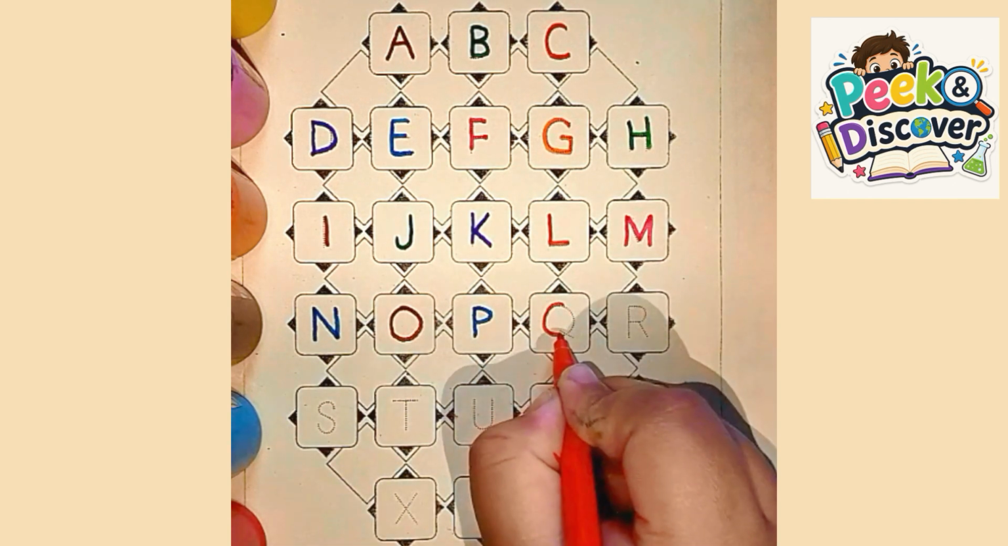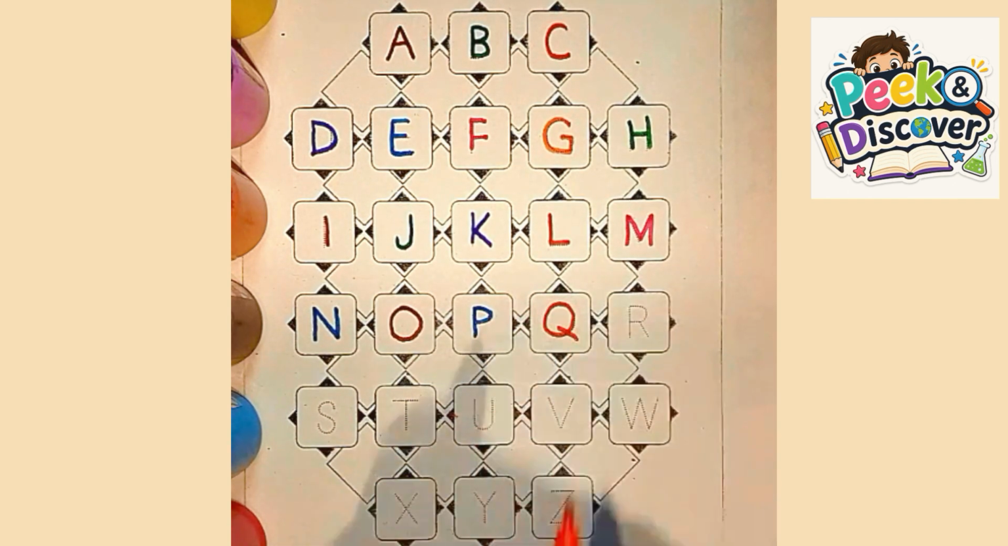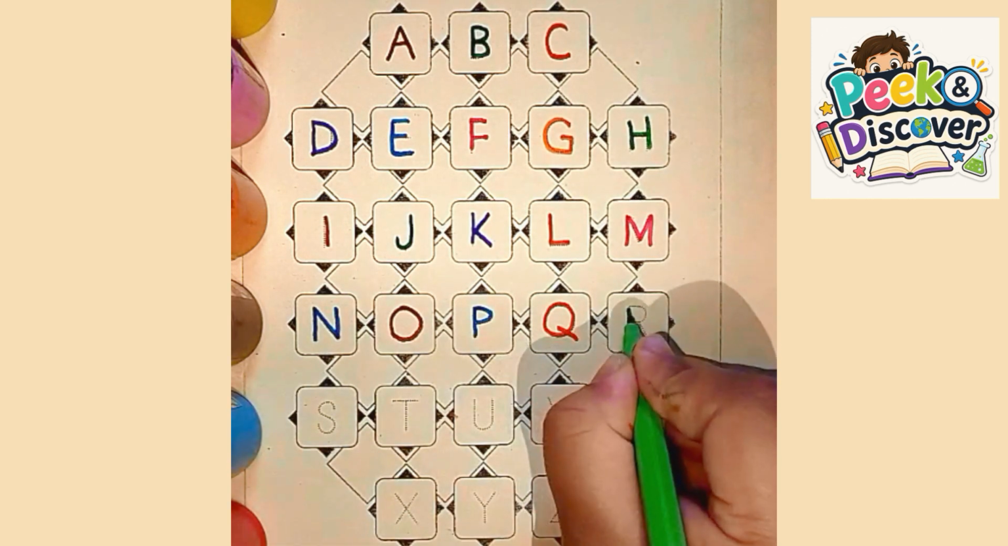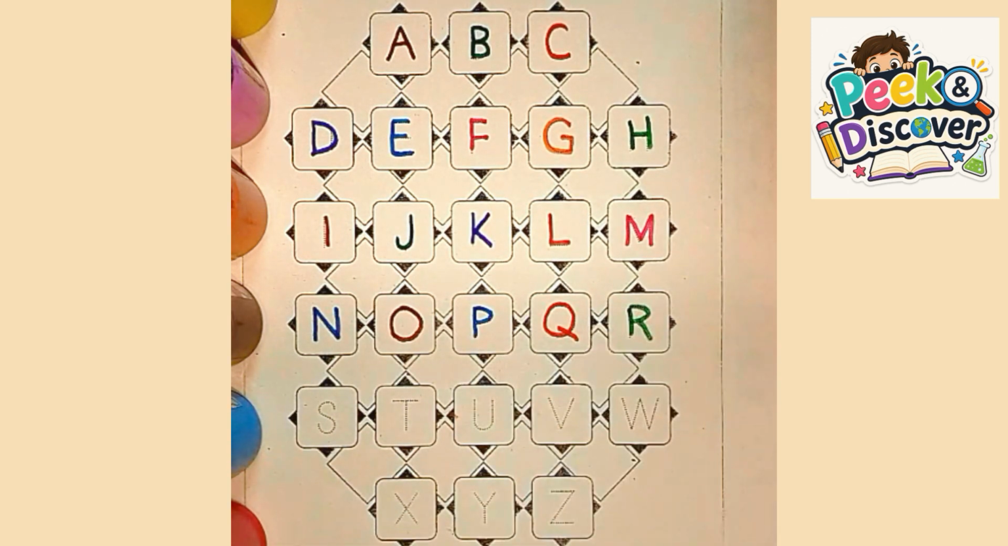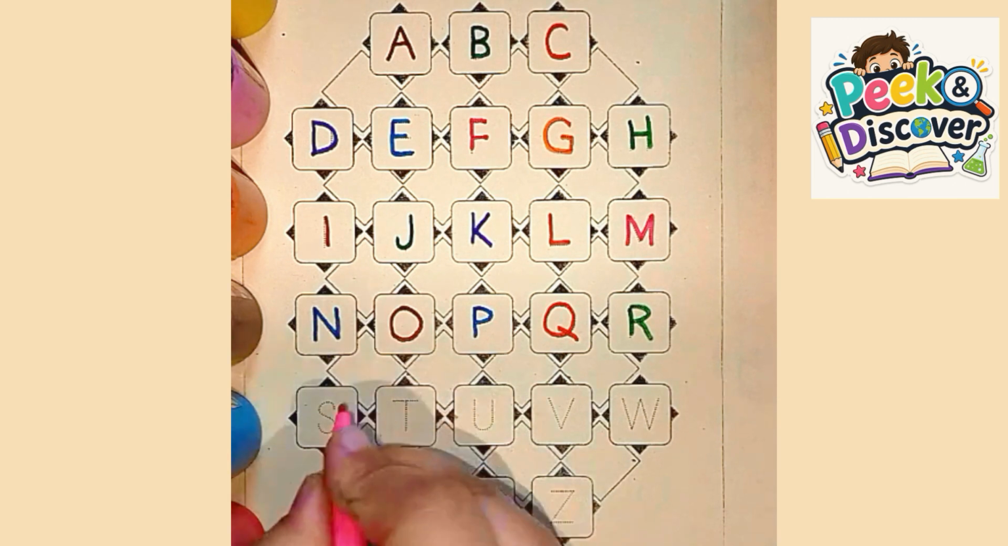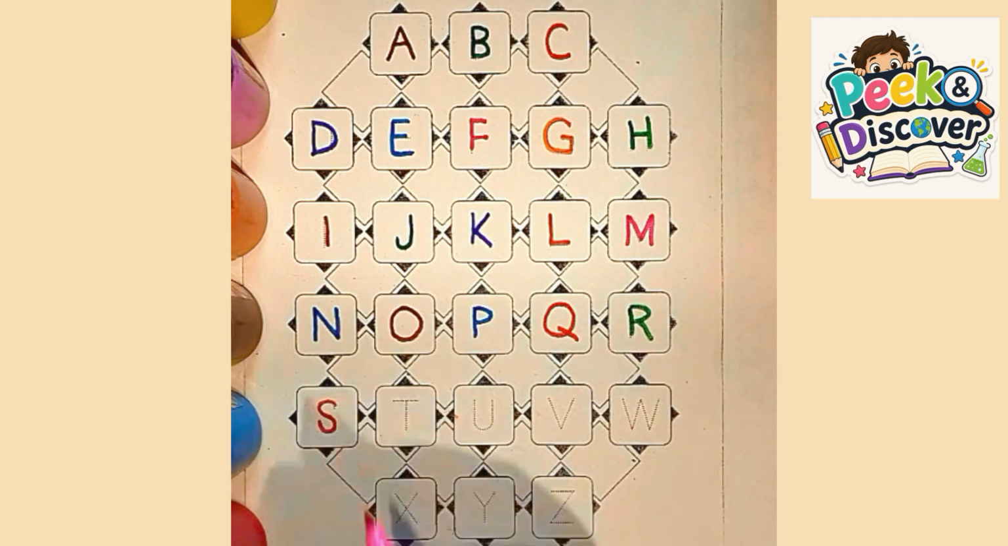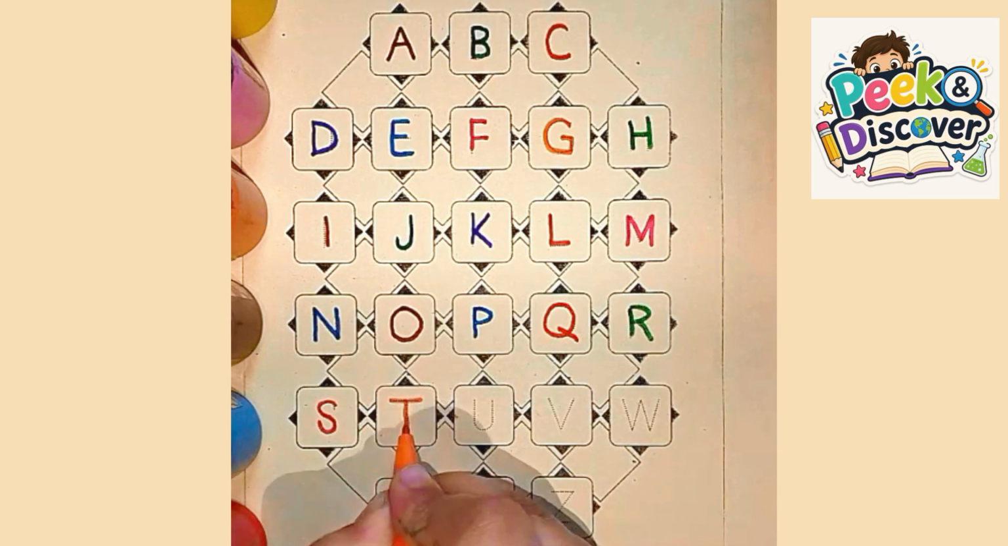Q. Q is for queen. R. R is for ring. S. S is for sofa. T. T is for train.